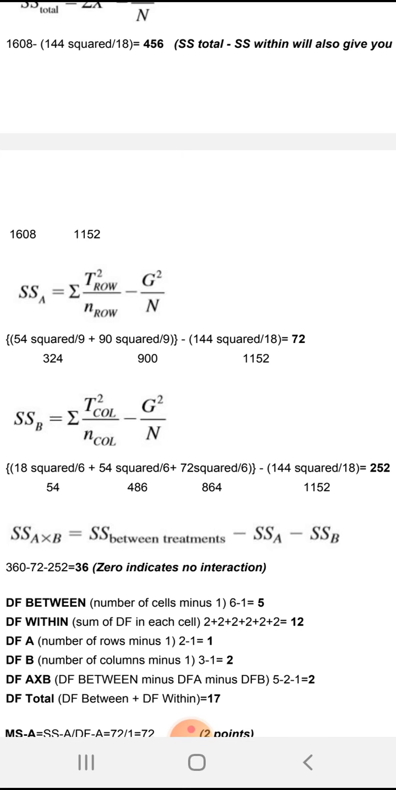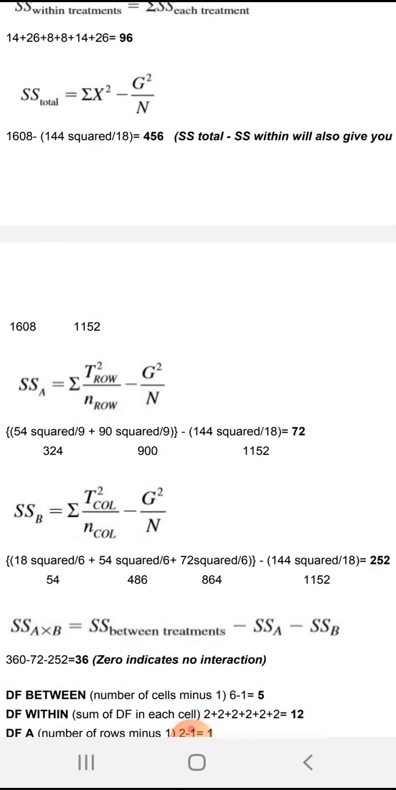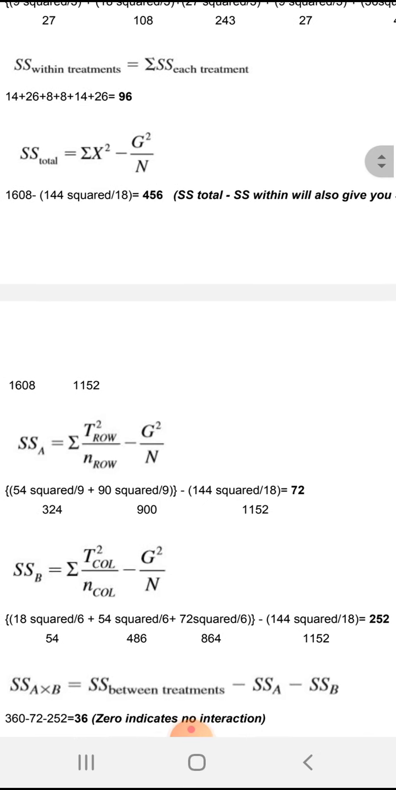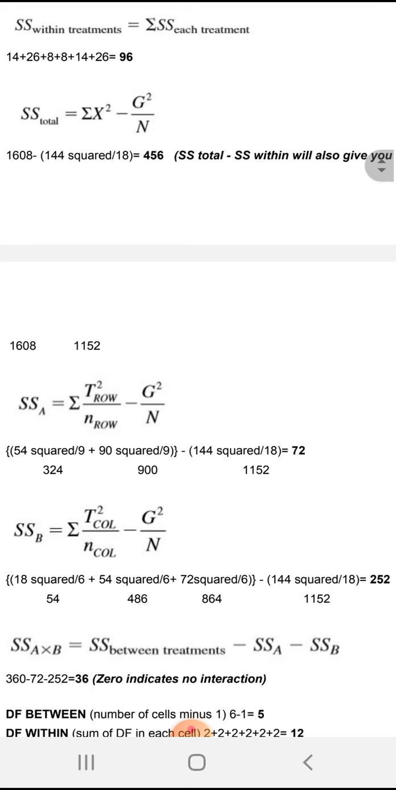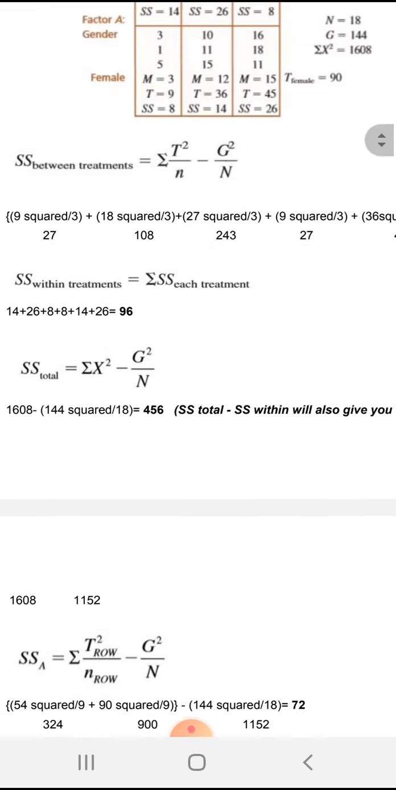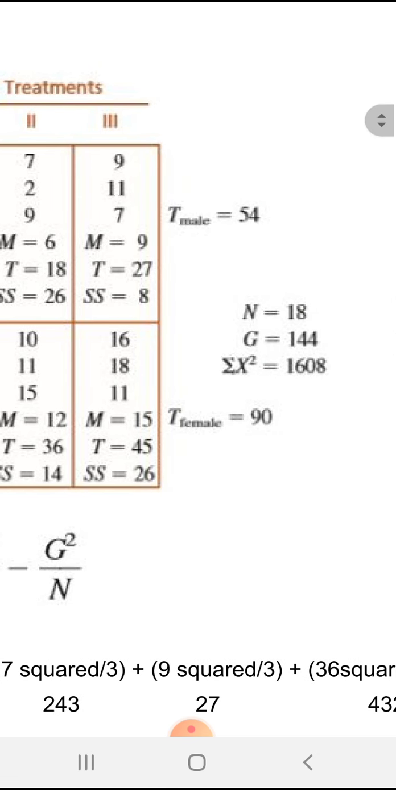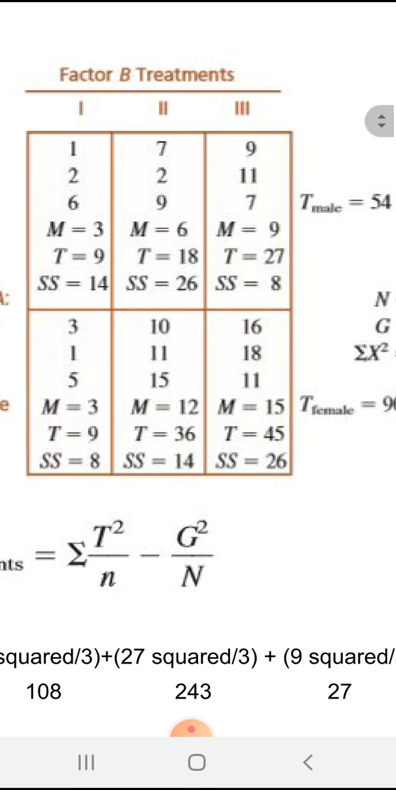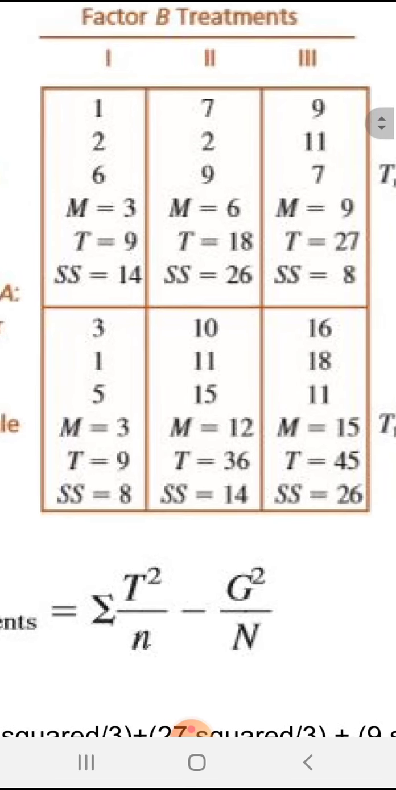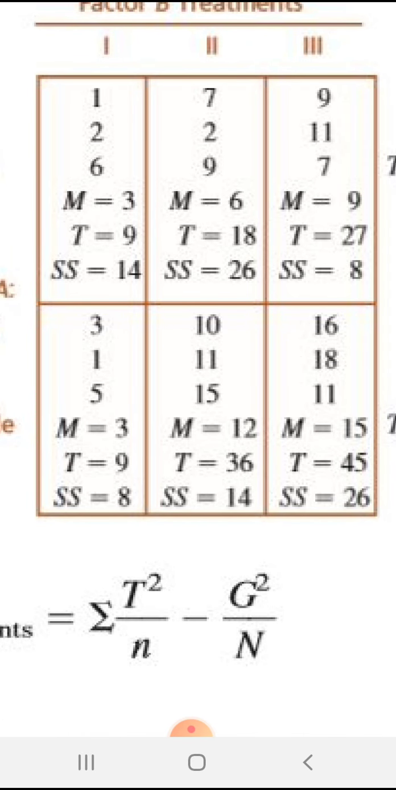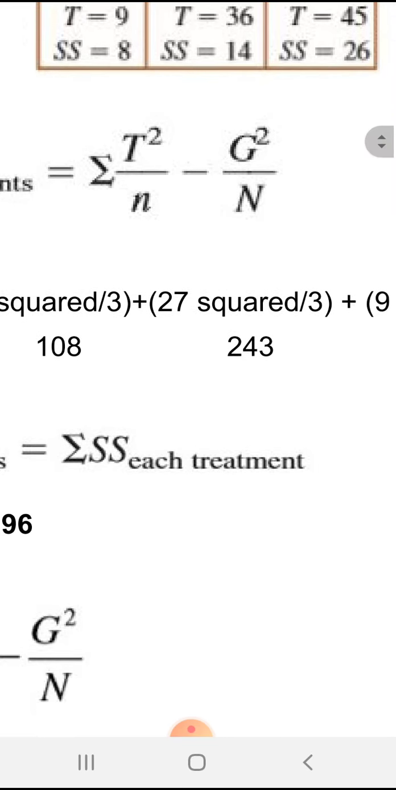The next is SSB, where we're looking at factor B, which in this case is the different treatments, and you have to get the T squares of each column divided by n of the column. How do you do that? You go to these columns, and here they gave you the totals. Here, you just have to get the totals yourself. So you're simply going to do 9 plus 9, 18, 18 plus 36, and 27 plus 45. Those are the 3 T values of the columns.